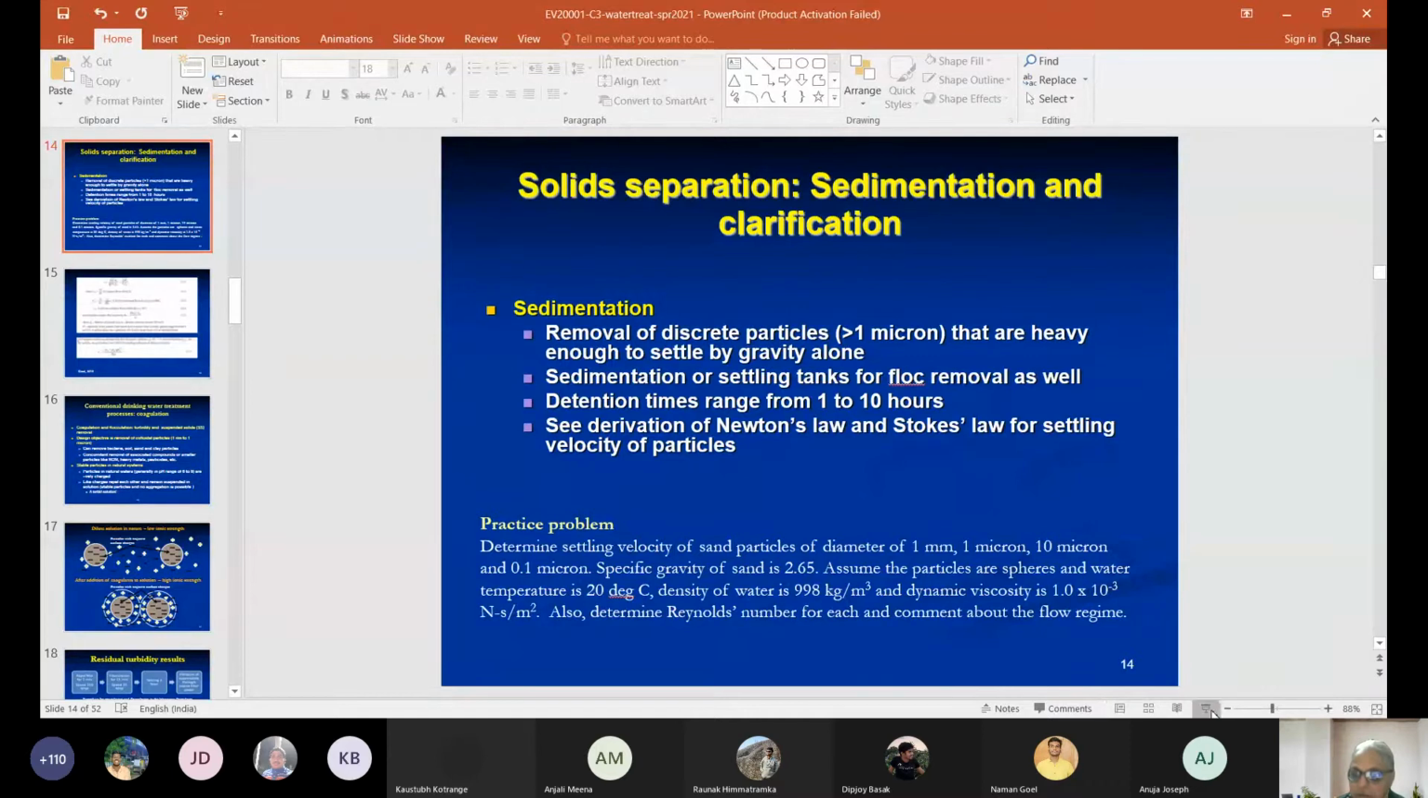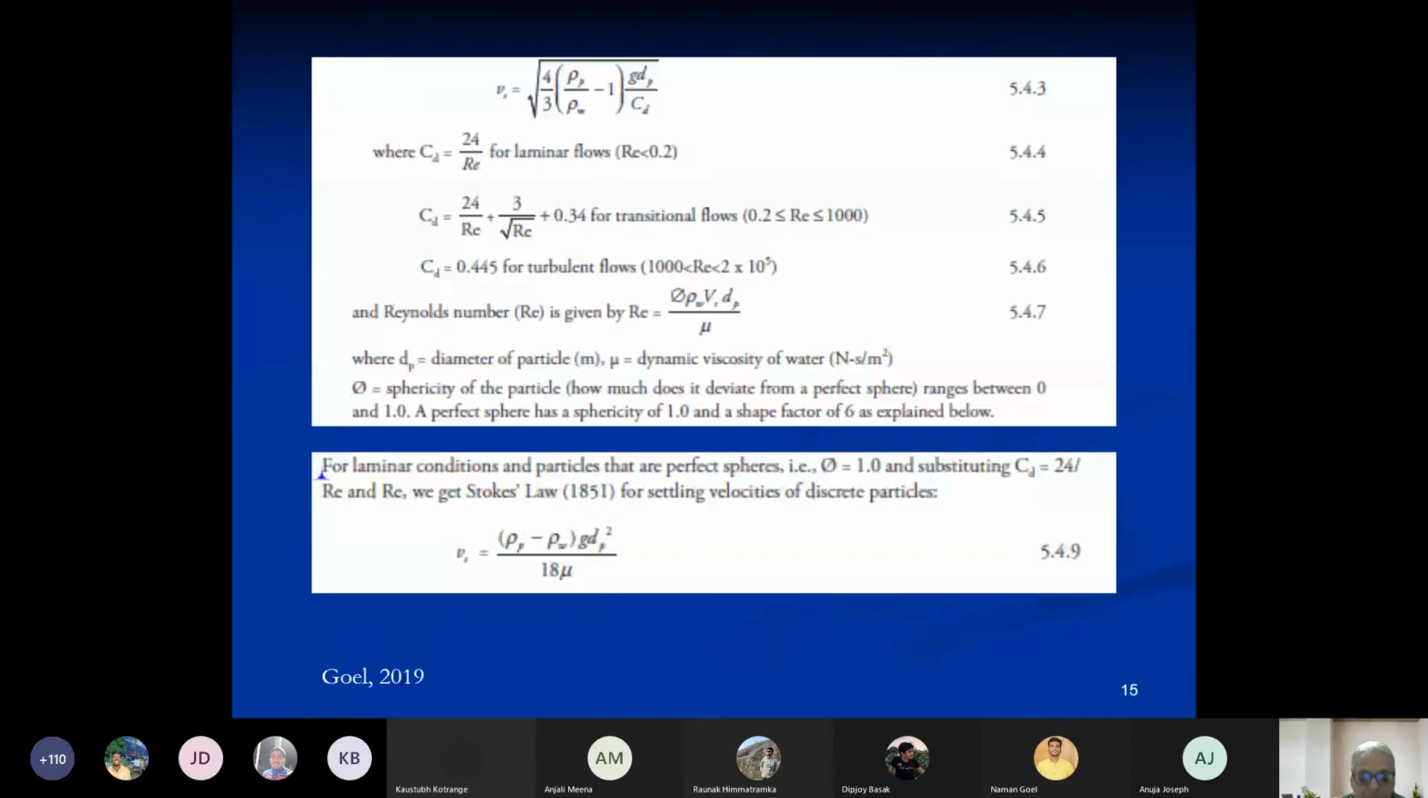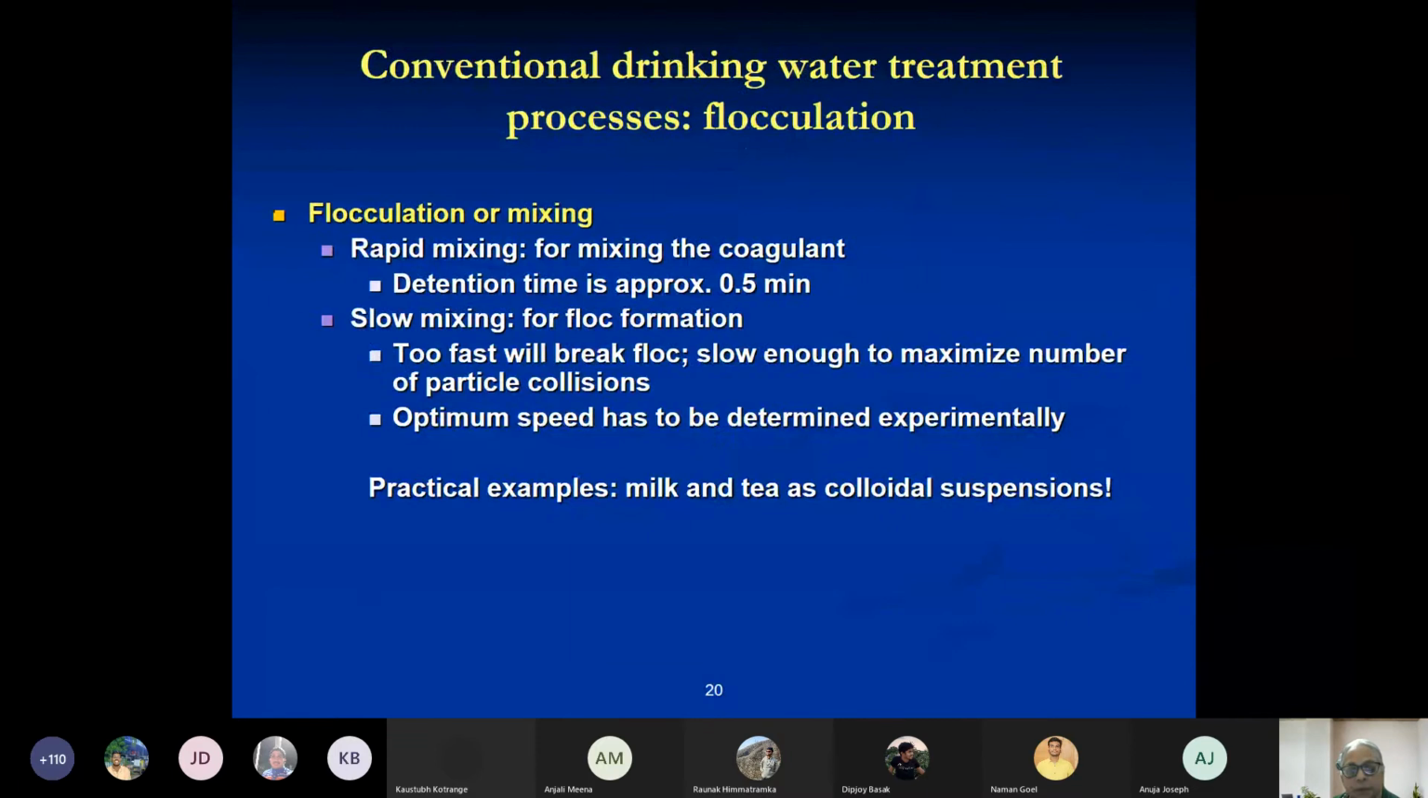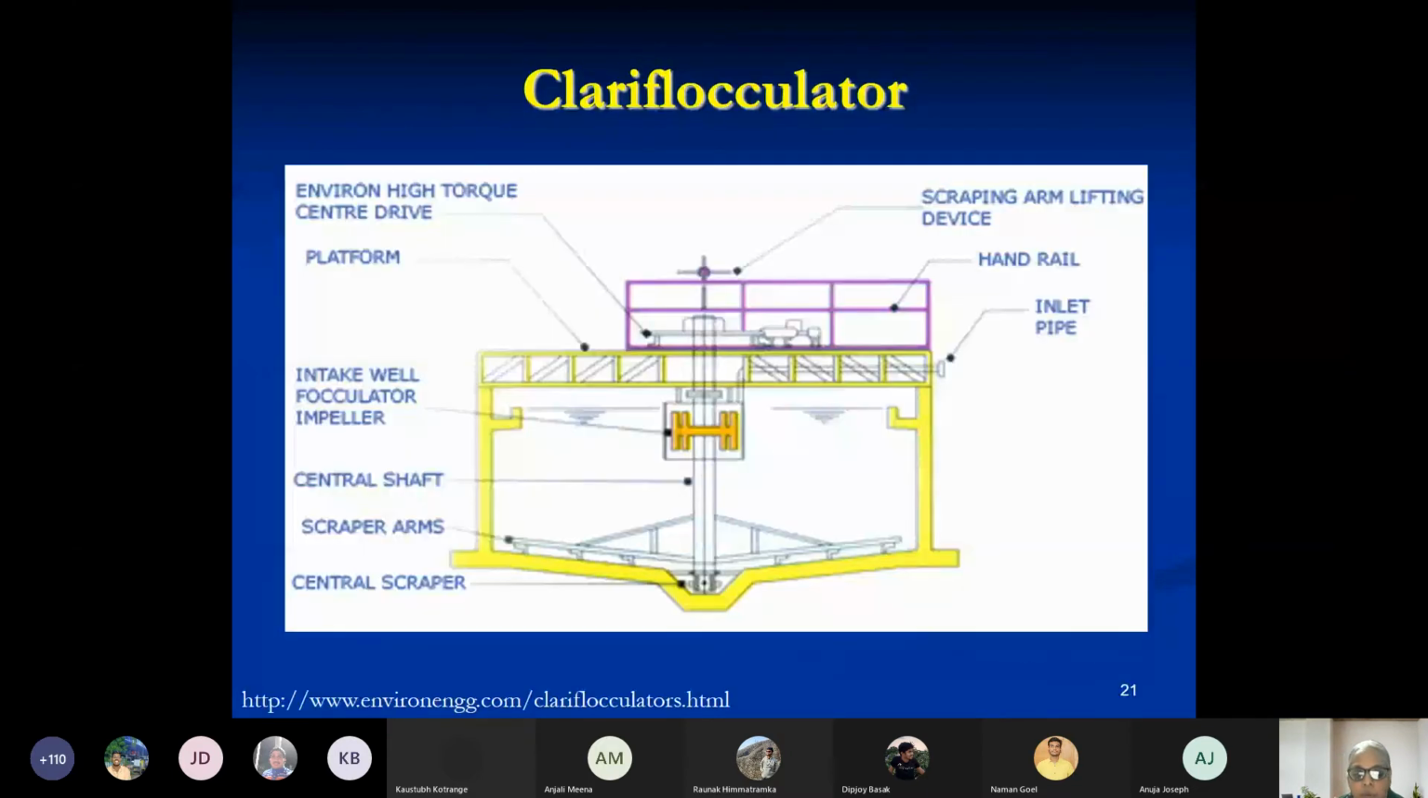All right, let's continue with the remaining part of this topic. All right. So up to this point, I've been talking about clarification and flocculation or coagulation flocculation. Now, how does it happen in practice? So this is the most common process that we use in drinking water treatment. These days, it's practically universal. These are called clariflocculators.